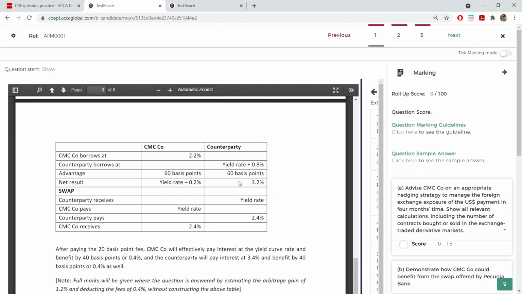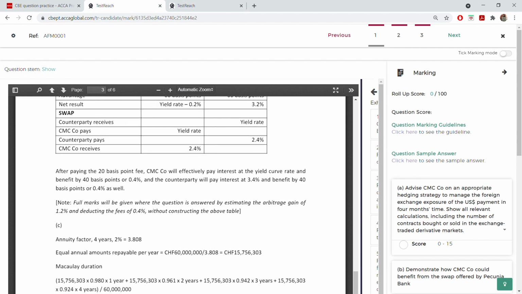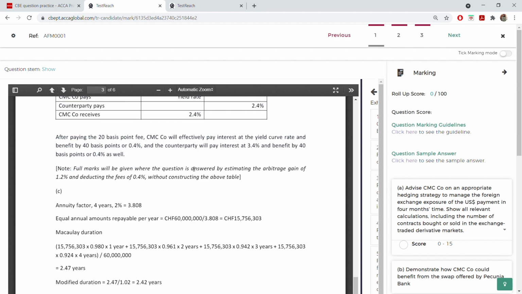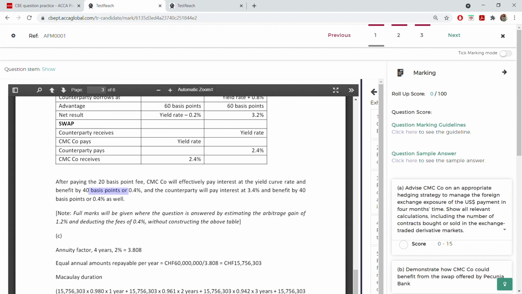Now, after this table is done, you need to write this. That after deducting 20 basis points, they will pay interest at yield and 40 basis points. And they will get benefit by 40 basis points. And counterparty will pay interest at 3.4% and benefit by 40 basis points. Okay, so you can do the adjustments.